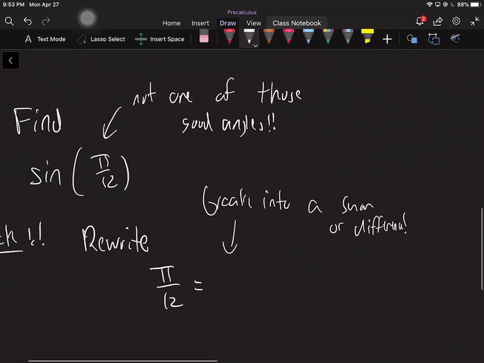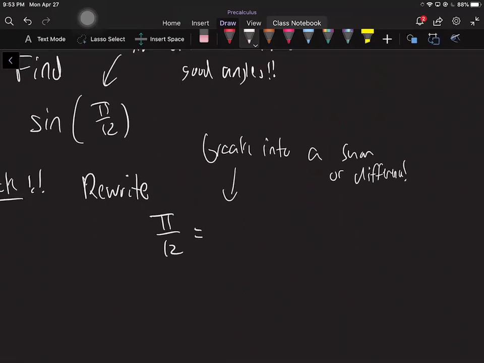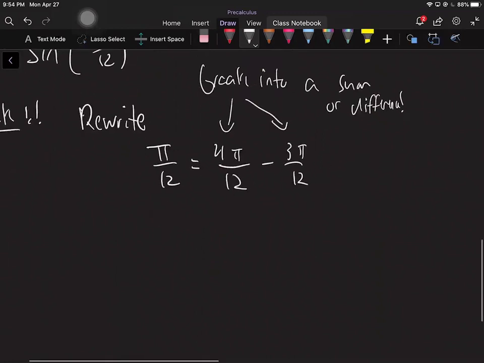So what I mean is take pi over 12 and think about it in pieces. So what's a couple ways to think about it? I can think about it as if I had 4 pi's over 12 and I took away 3 pi's over 12. And so what I'm doing is I'm breaking it into smaller angles, not just randomly, but in a very smart way where these angles I understand better.